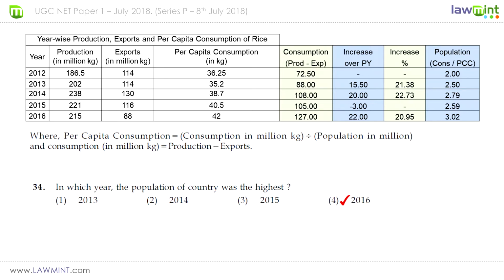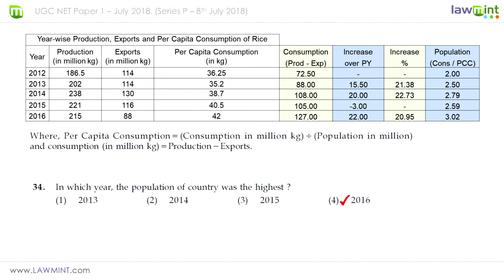For question number 34, we are asked in which year was the population of the country the highest. To calculate the population, we need to divide the data in the consumption column for the year by the per capita consumption for the same year.